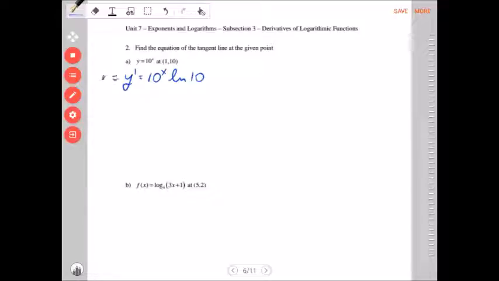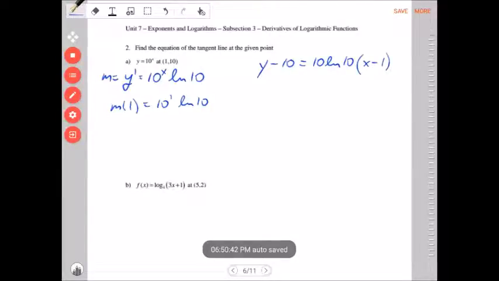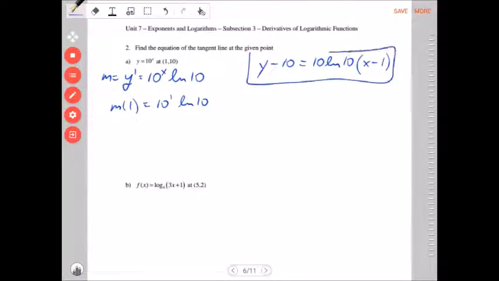Okay, so remember that is the slope of the tangent line. So let's see, at x equals 1, the slope at 1 equals 10 to the 1, ln 10. Okay, good enough. And so then we have y minus 10 equals 10 ln 10 times x minus 1. Okay, and there you have the equation of your tangent line.